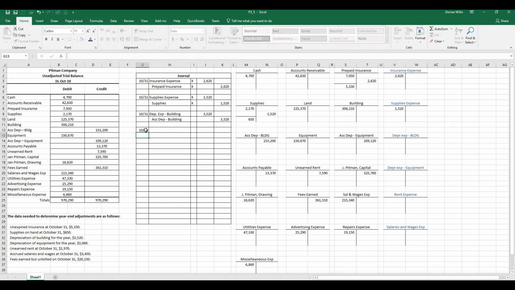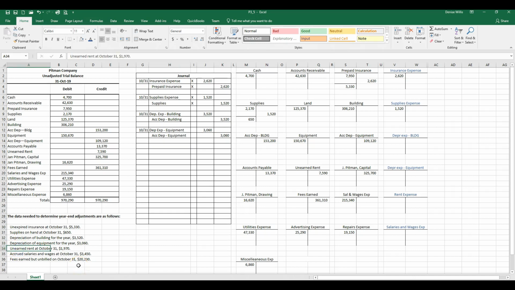Okay, next one, 1031. This is depreciation of equipment for the year. It is going to look nearly identical, except instead of building, it's going to say equipment. So let's go ahead and put depreciation expense equipment. And we're going to use the amount they gave us of $30.60. Okay, and then we're going to use the accumulated depreciation account and give it a credit of $30.60 as well. So we've done 4 of them. We're down to this one.